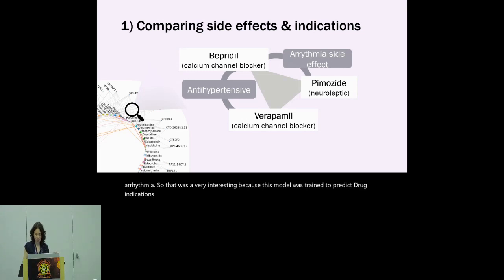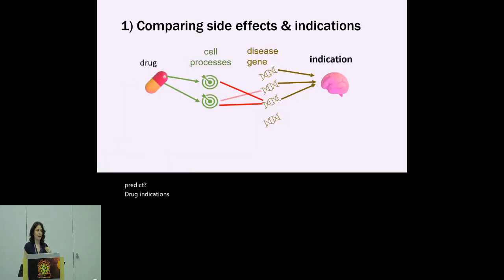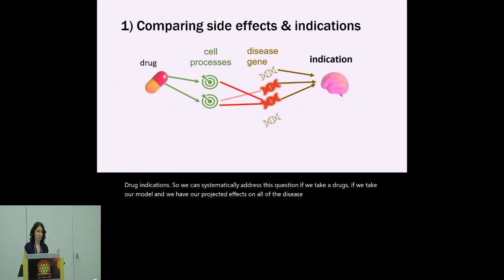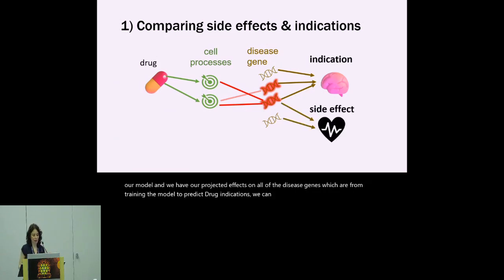So it's a question, do we generally find that drugs that share side effects actually share the same effects on disease genes, even when you have a model that's trained to predict drug indications? We can systematically address this question. If we take our model and we have our projected effects on all of the disease genes, which are from training the model to predict drug indications, we can retrain the model to predict drug side effects. So here, this drug has an indication of psychosis, but a side effect of arrhythmia.